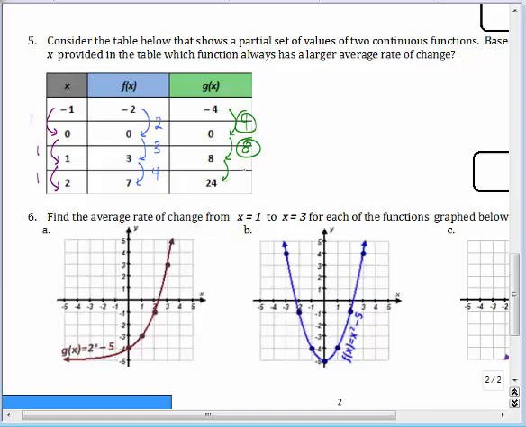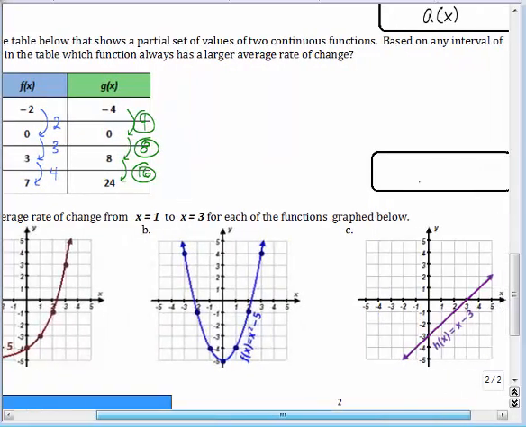And then from 8 to 24, that's up by 16. So is it 4 or 16? 16 is growing faster. So in every one of these steps, g of x was growing faster, so it has a faster average rate of change.